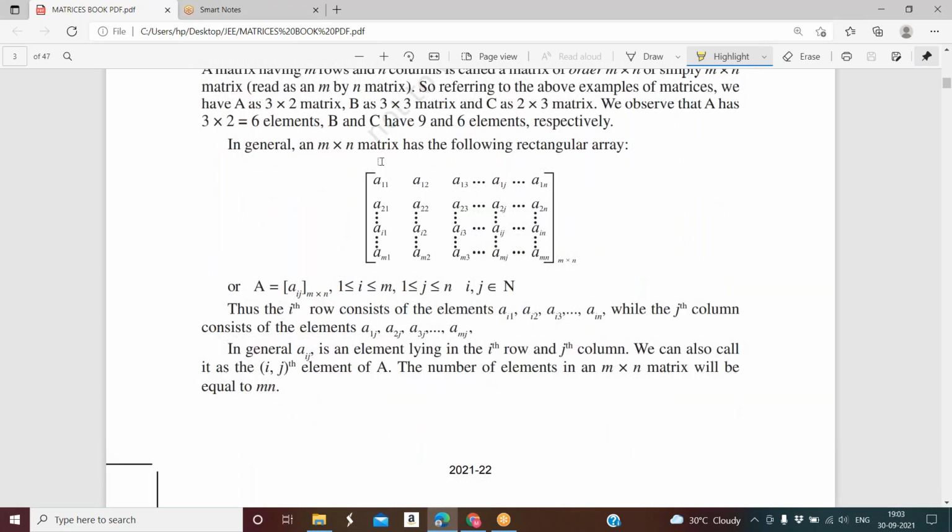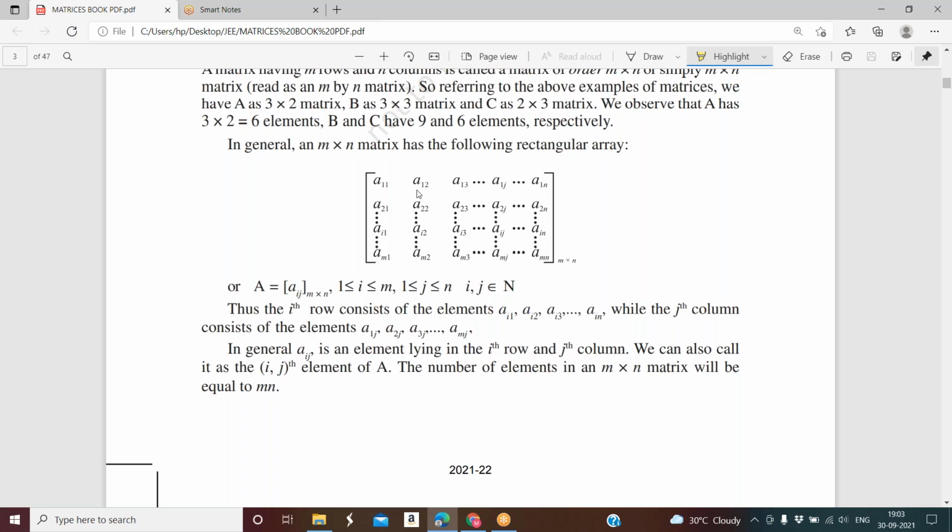So in general, an m cross n matrix has the following rectangular array. This is the general form of an m cross n matrix. That means the number of rows is m and the number of columns is n. See the first row: a11, a12, a13, and so on. This is the jth column, a1j, etc. Then a21, a22, a23, etc. The last row is the mth row. This is the first row, second row, third row, and it goes on up to the mth row. What is the mth row? am1, am2, am3, amj, amn.